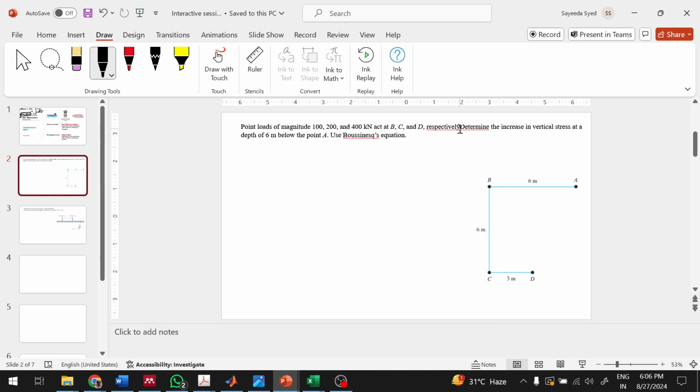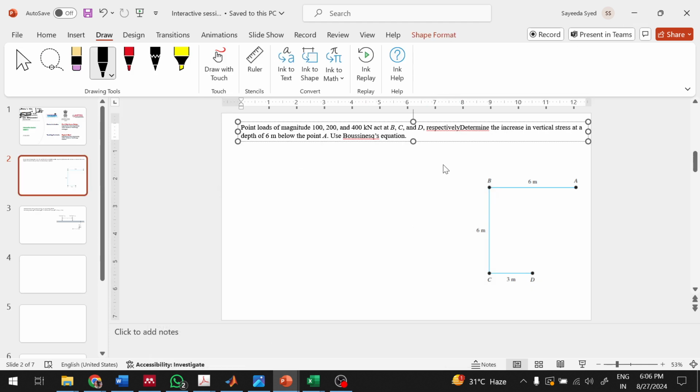We did not directly use Westergaard or Boussinesq yet. So point load of magnitude 100, 200, and 400 kilonewton. Let me check.